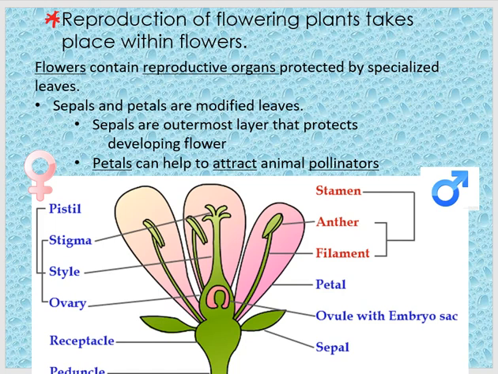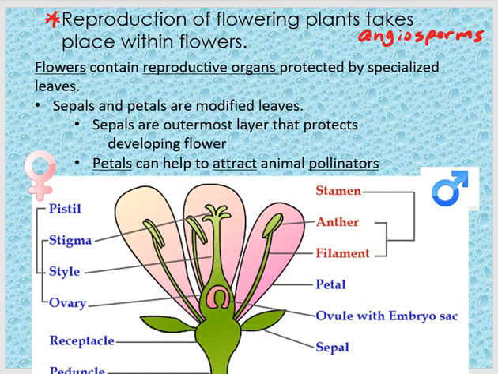Okay, so first thing we're going to look at is the reproduction of flowering plants, because those are the main ones that do reproduction. It takes place inside the flower. The flower is all the reproductive organs of that plant. Flowers contain both male and female reproductive parts.